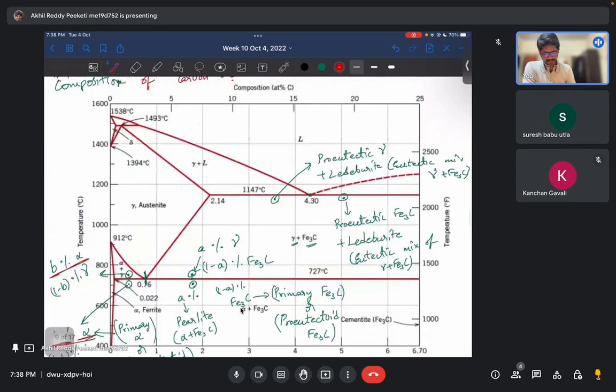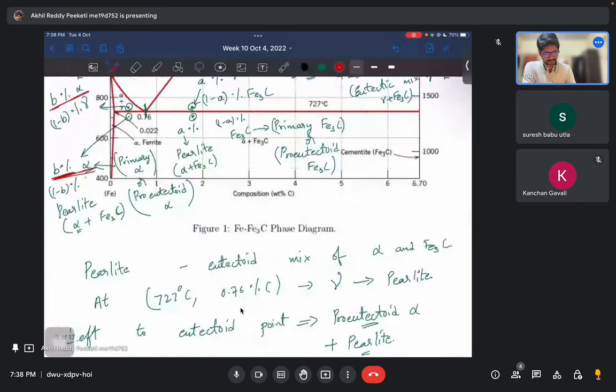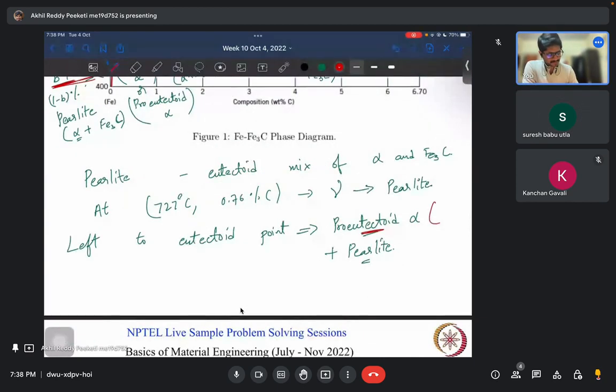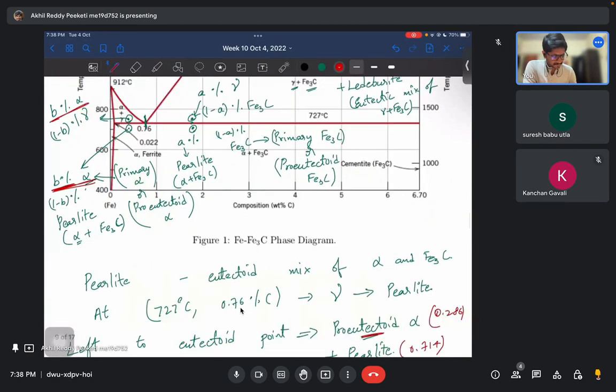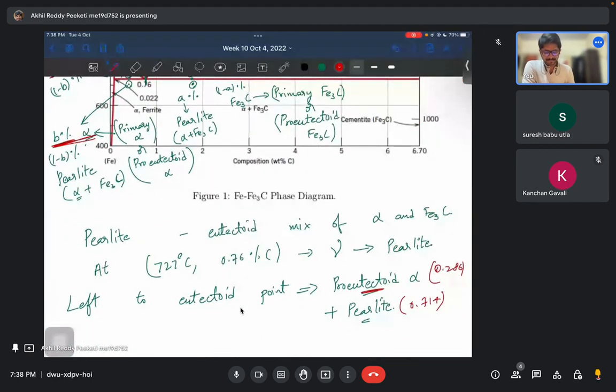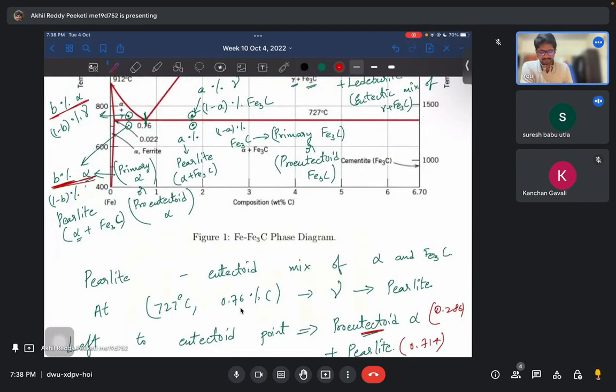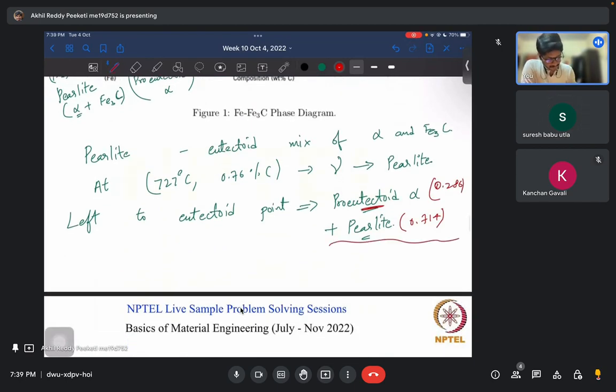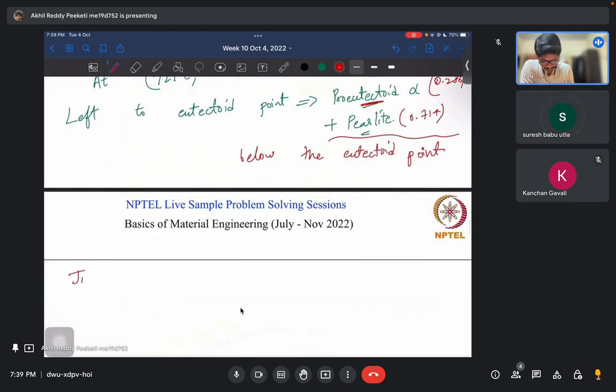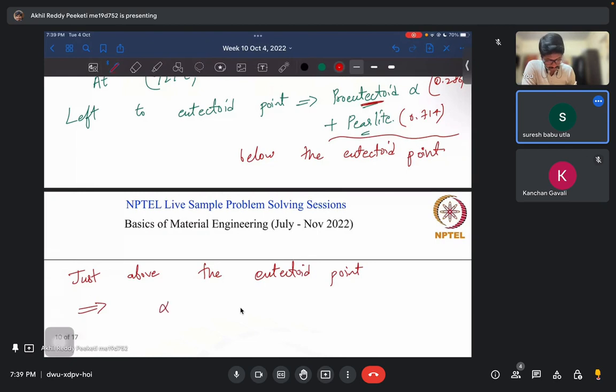So now we are given mass fractions of pro-eutectoid ferrite and pearlite. The mass fraction we are given is 0.286, and this one 0.714. So where is pearlite coming from? Gamma turning into pearlite, right? This corresponds to below the eutectoid point. Now just above the eutectoid point, what will this exact composition be? In which phase? Alpha plus whatever pearlite, that will actually be in the gamma phase, right?